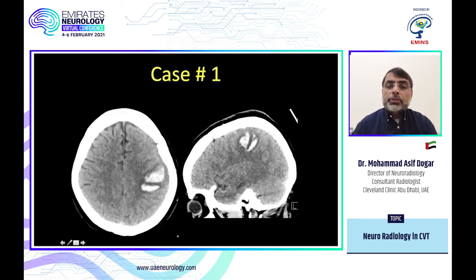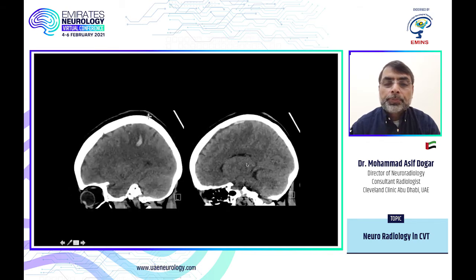So here is the first case. As you know, this is a typical finding in a hemorrhagic venous infarct. You see one hemorrhage here, one hemorrhage here. I call this an interrupted or laminated pattern. So you have a hemorrhage, almost normal brain, and another focus of hemorrhage. So whenever you have this kind of appearance, look for a hyperdense vein or a hyperdense sinus.